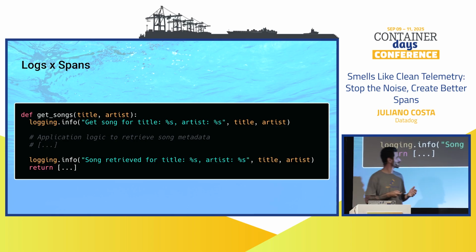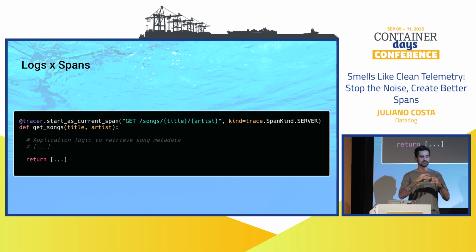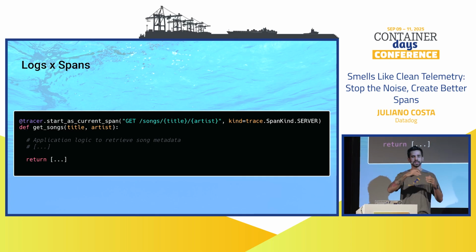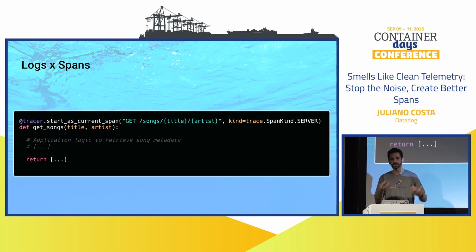And in Python, we could simply use the @tracer decorator here so that whenever the getSongs is called, the span is started, and whenever the function returns, the span is ended. We get the duration of it. We can add attributes to this span later and take advantage of one single step.